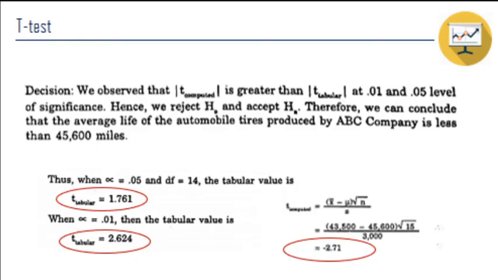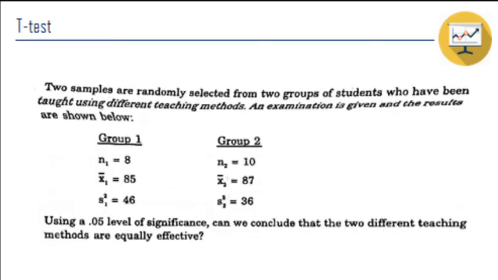Therefore, we can conclude that the average life of the automobile tires produced by ABC Company is less than 45,600 miles. Kasi nireject natin yung H0 na sabi natin kanina, mu is equal to 45,600 miles. I-accept natin ngayon yung HA, which is that mu is less than 45,600 miles.